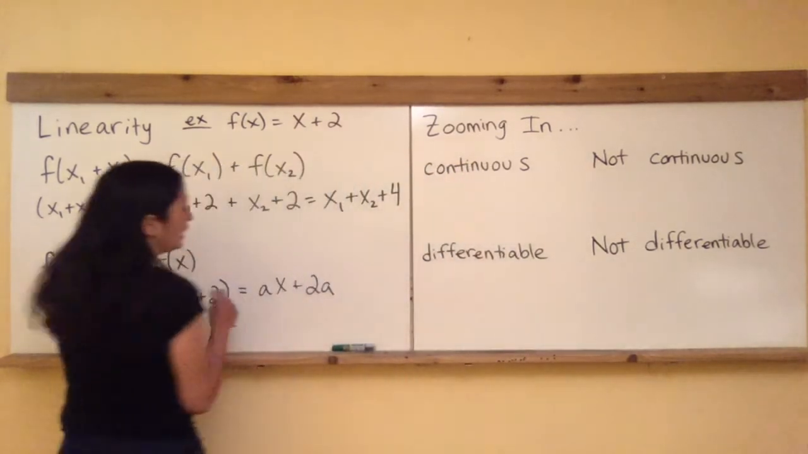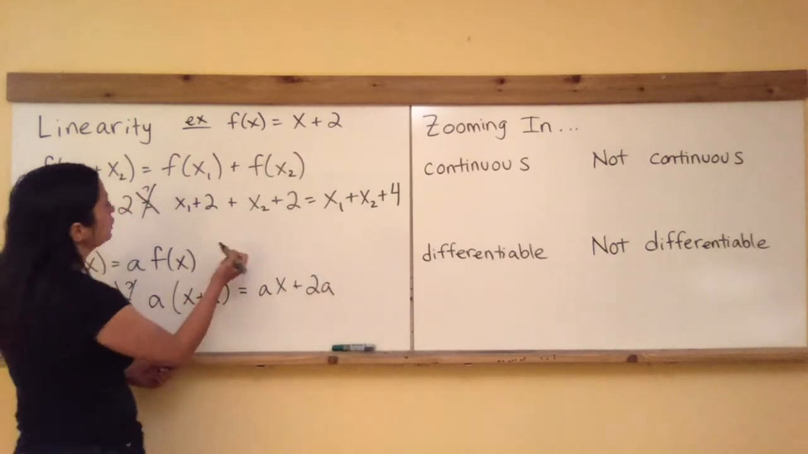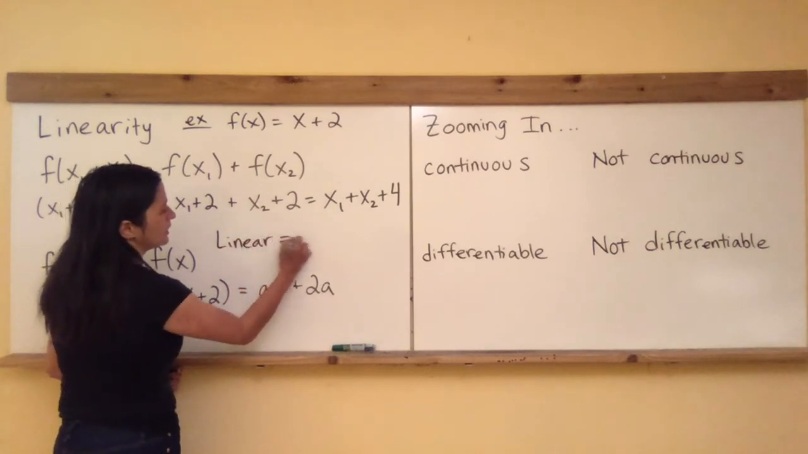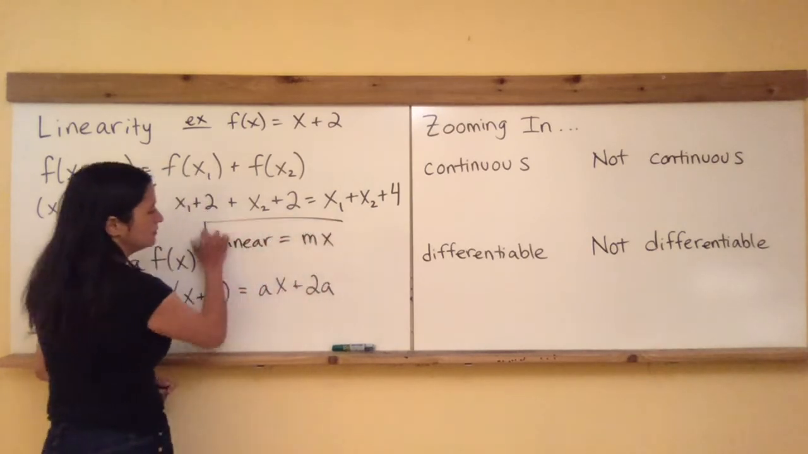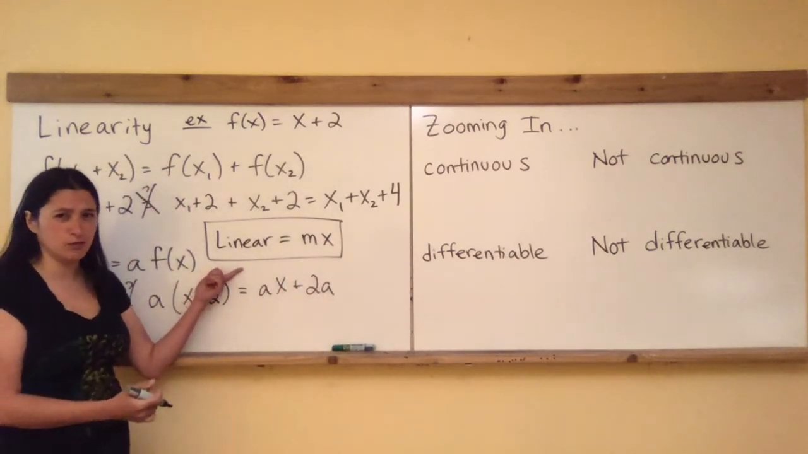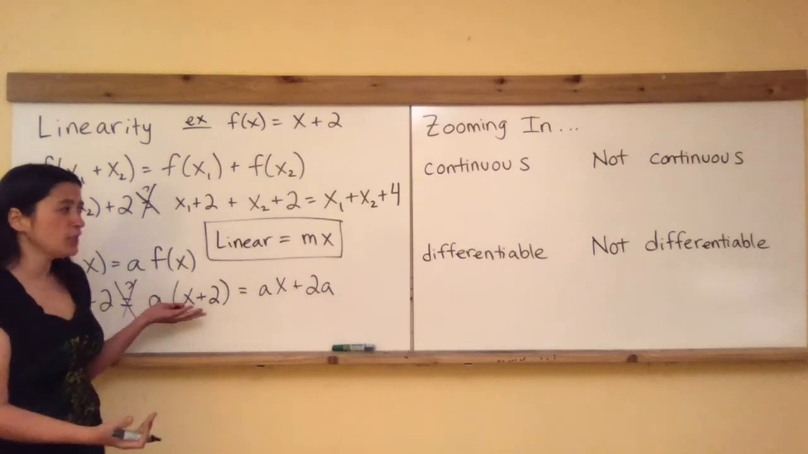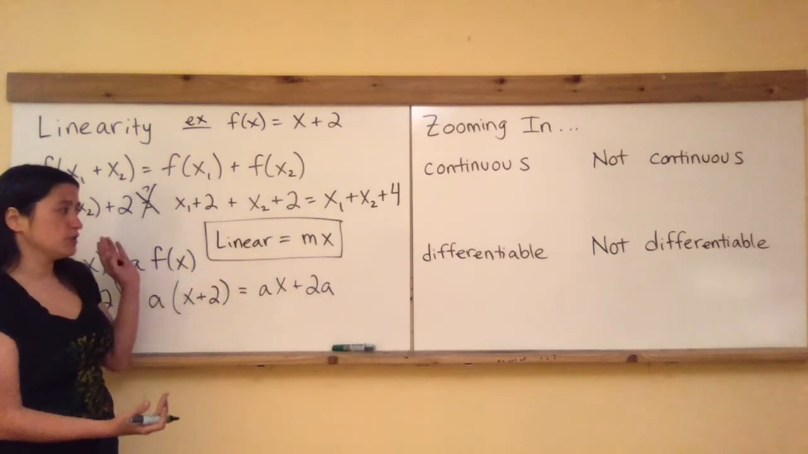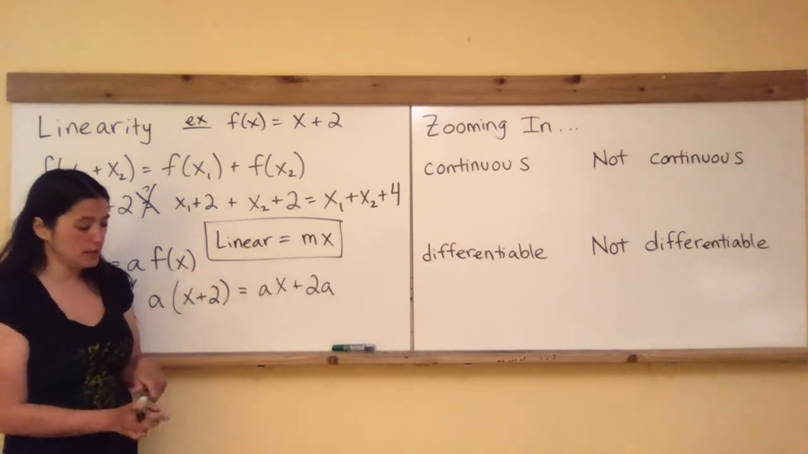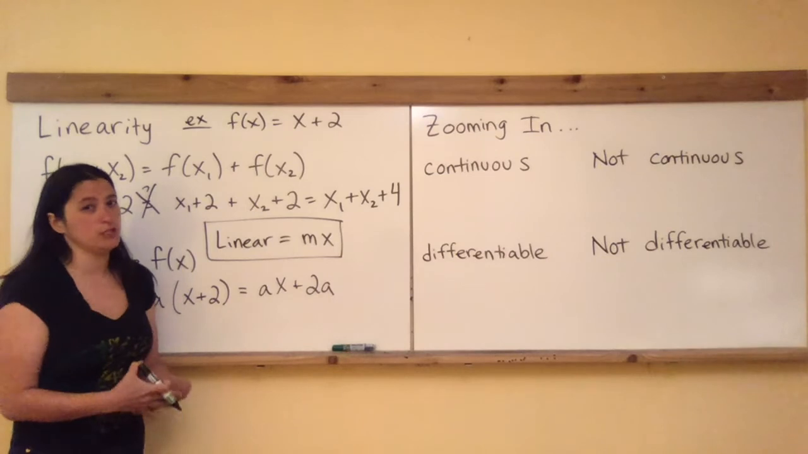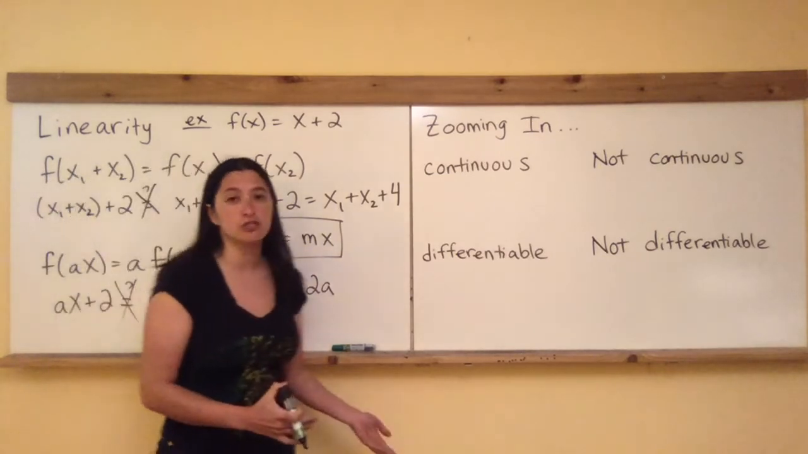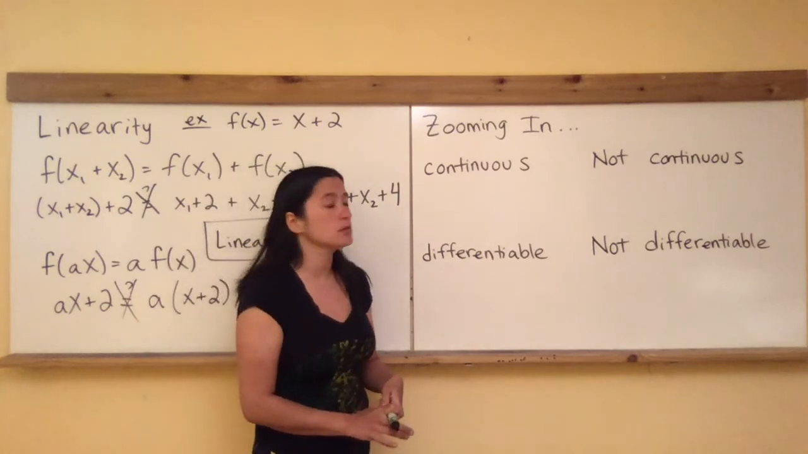In the context of differential equations, we're going to say that linear in this context means mx, not mx plus b. If we use a b that's not equal to 0, as I just showed, it's not going to pan out with the linear properties. So we're only talking about linear functions being mx. That's going to be really important when we generalize linearity to the differential operators and the linear systems that we're going to see in the later parts of the book.